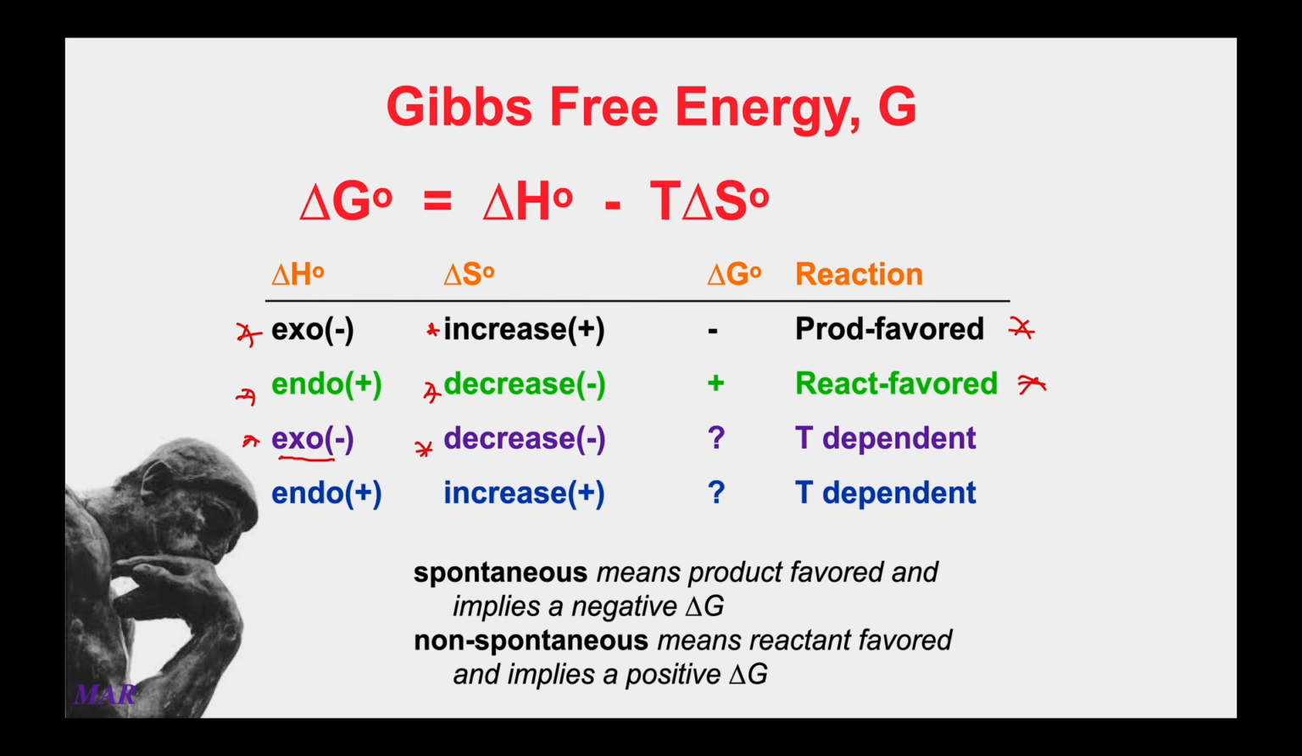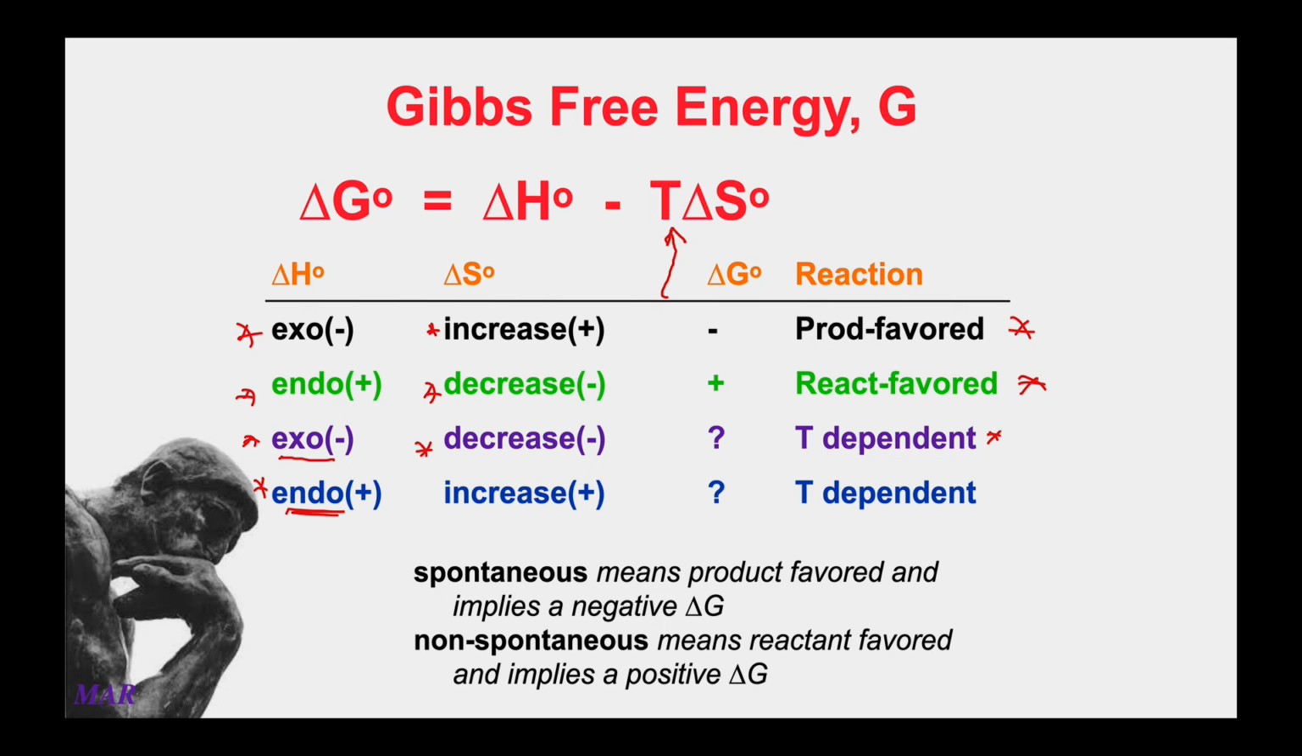In these cases, then, it really depends on your temperature. Temperature times delta S can overpower delta H. If your temperatures are high enough, then temperature times that negative delta S makes for a positive number. Positive numbers don't contribute to negative delta Gs. So in this case, you would say that high temperatures make the reaction non-spontaneous and low temperatures make this reaction spontaneous.